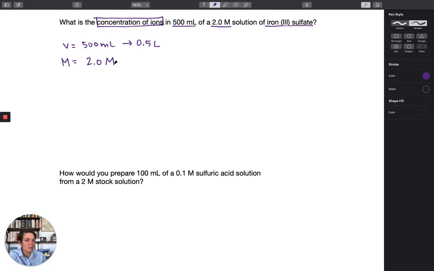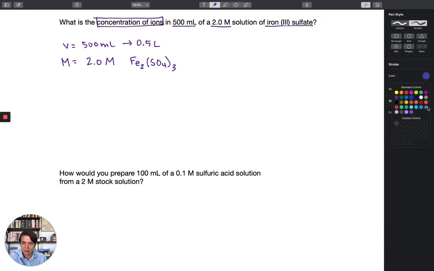So if you thought you were done with naming, oh, you're so wrong. It's the rest of the semester. So iron 3 sulfate would be Fe2(SO4)3. Okay, so we need to figure out what's our concentration of ions. So in order to answer this question, you need to be able to look at that compound and say, iron sulfate is an ionic compound.